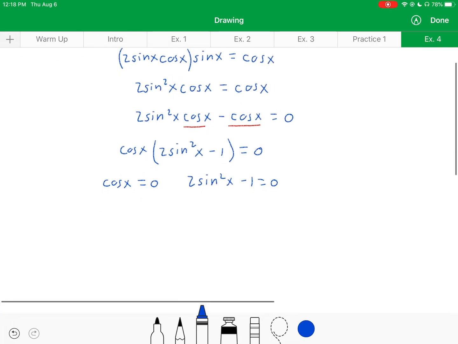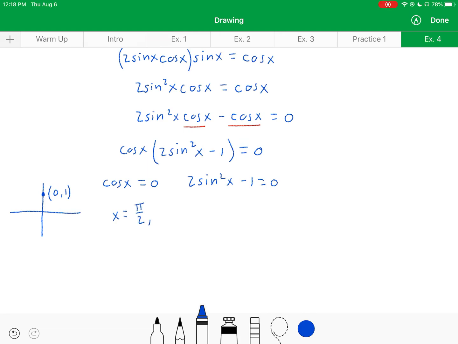Okay. Now cosine of x equals 0 at 2 different quadrantals. Recall cosine is defined by the x coordinate of your point for your angle. So that's going to first happen up at pi over 2. And then it's going to happen again at 3 pi over 2. Okay, so right there are 2 solutions to this equation. And then 2 sine squared of x minus 1 equaling 0. Let's isolate sine squared of x first. So that's going to equal 1/2.